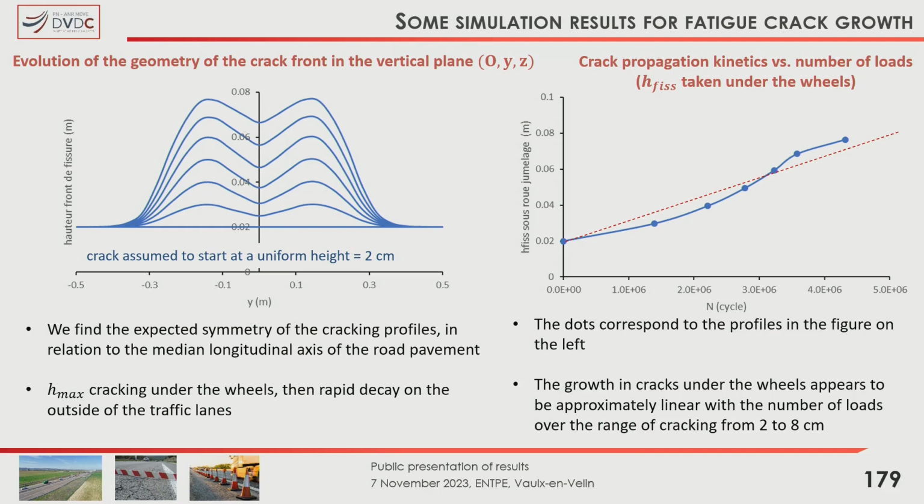These profiles have been sketched out for a certain number of cycles. Henceforth, you have this graph. This is the height of the crack under one of the twinning wheels. So if I position myself here on this wheel, it's going to be the maximum here for each profile. So we have the maximum for each profile, the maximum height of the crack, depending on the number of cycles with the load. So we go from a height of 2 to 8 centimeters. As you can see, at 2 centimeters, we haven't yet started the simulation. There's no load. And at 8 centimeters, we can see that to increase the crack to 8 centimeters, we need 4 million load cycles, 4 million repetitions of the load cycle.